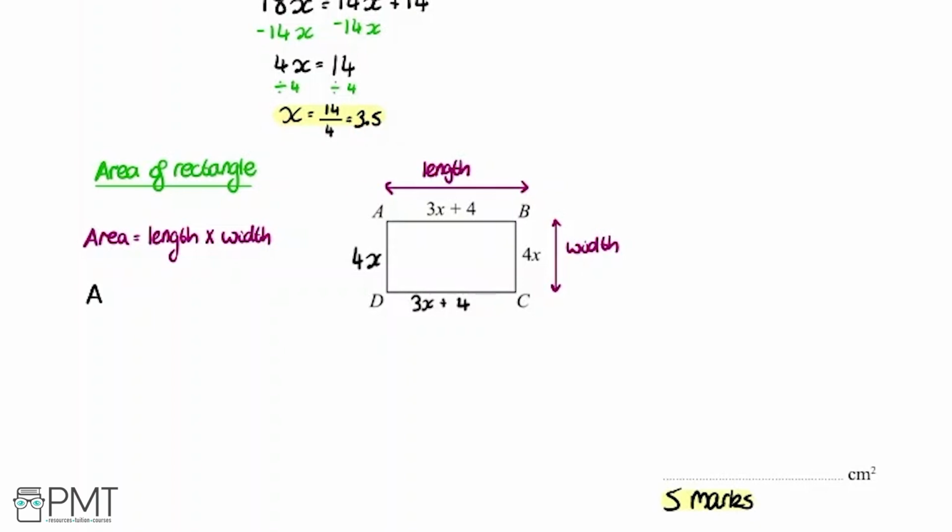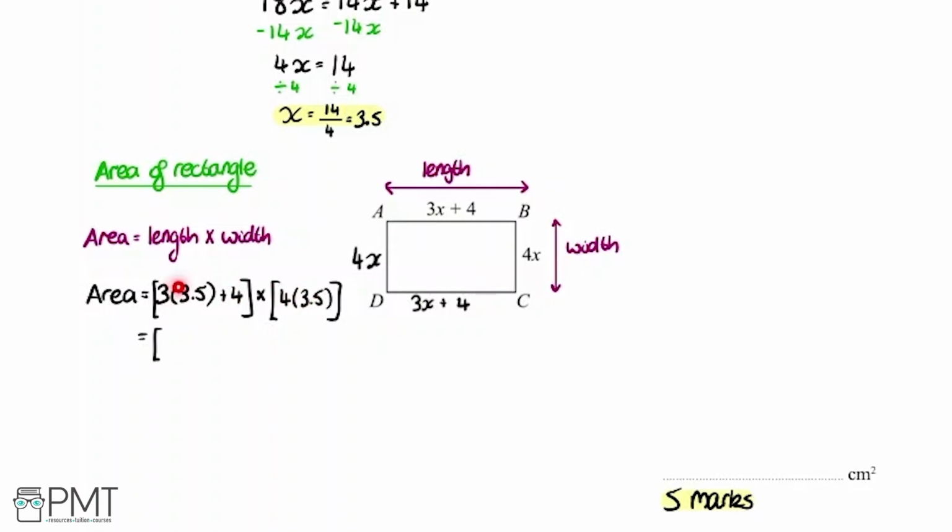So hopefully you'll see what I mean in a minute. We're going to have the area equals length, which is 3 multiplied by x, but I'm going to replace that with 3.5, plus 4. And that's going to be multiplied by the width, 4 multiplied by 3.5. So I'm going to work that out step by step. So first we're going to work out what's inside both these brackets.